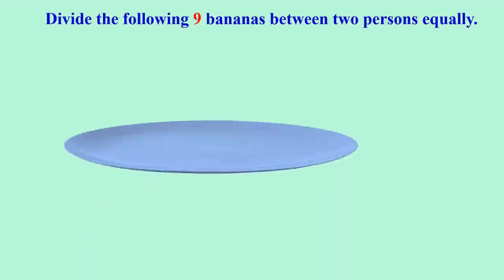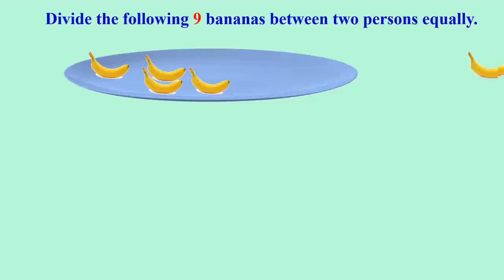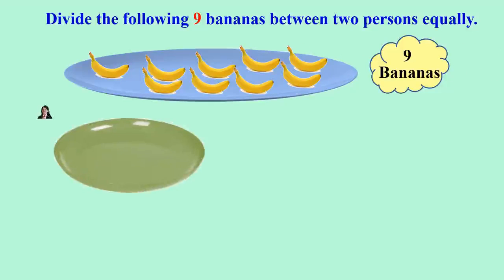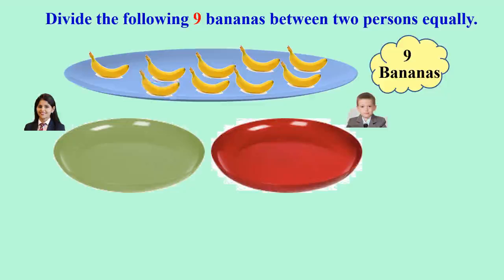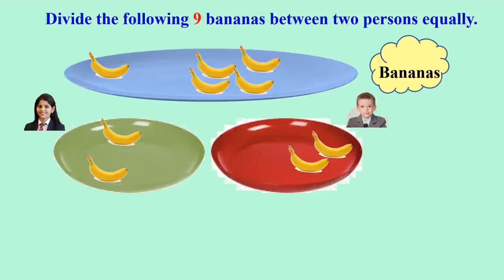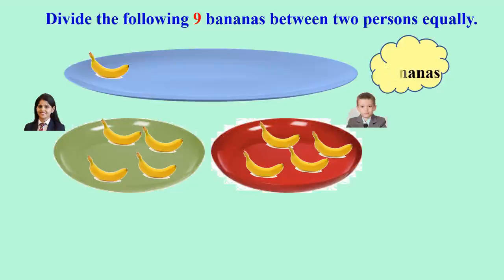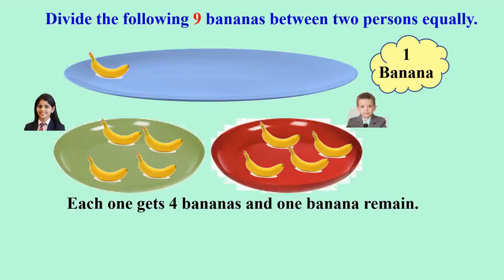Divide the following 9 bananas between 2 persons equally. Here we have 9 bananas, 2 persons. First we give them each one. There are 7 bananas remaining. Next we give them each one. There are 5 bananas remaining. Again give them each one. There are 3 bananas. Next we give them each one. There is 1 banana remaining. Therefore each one gets 4 bananas and 1 banana remains.